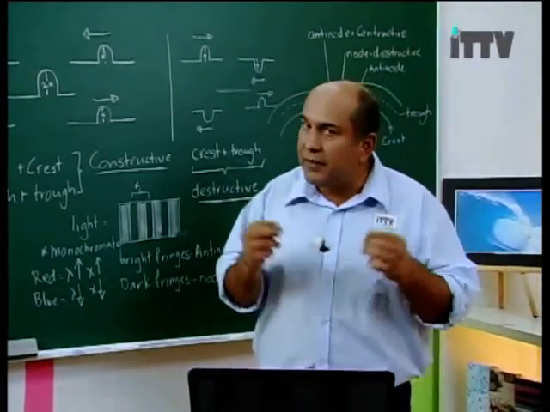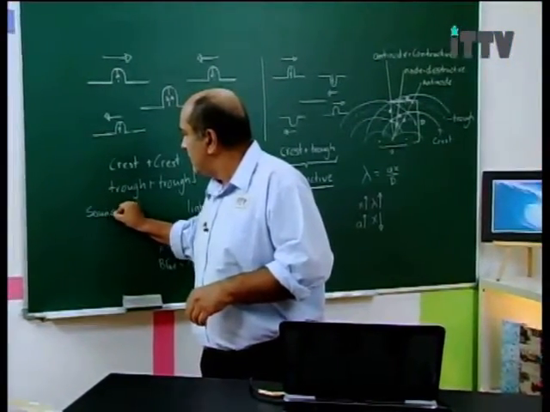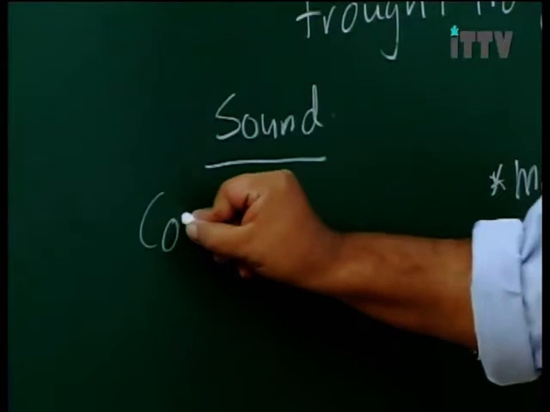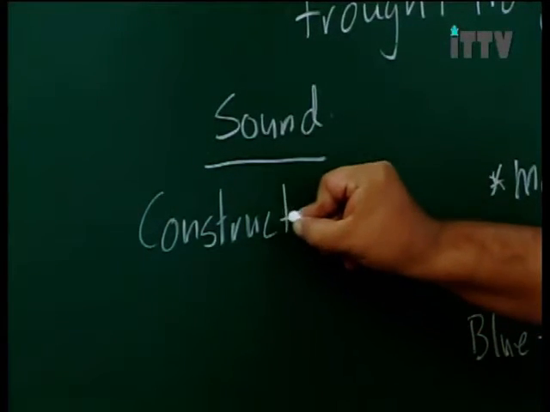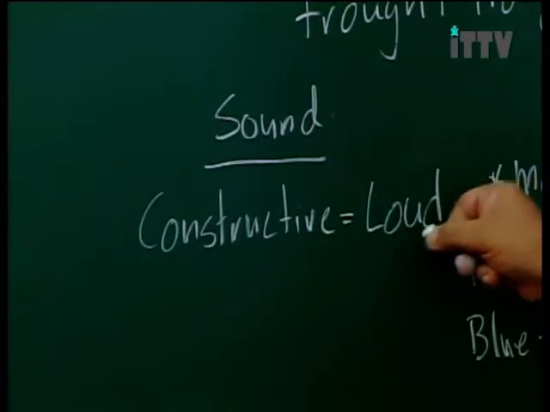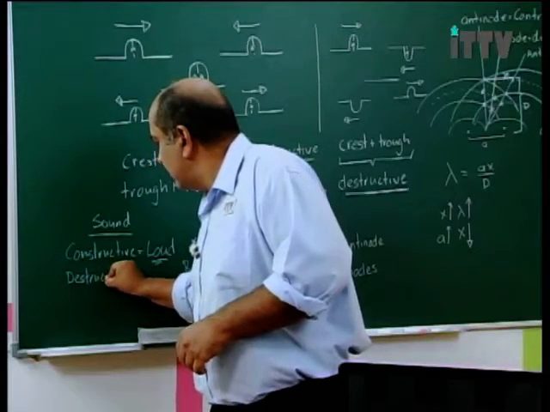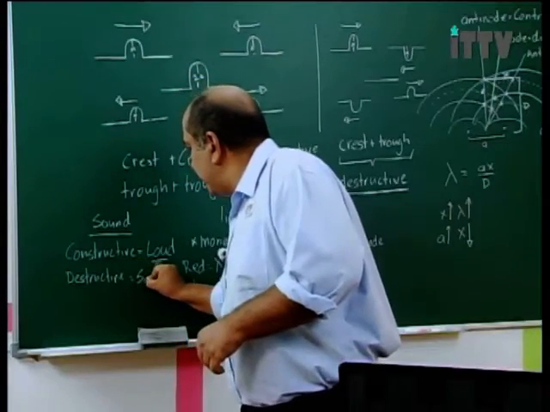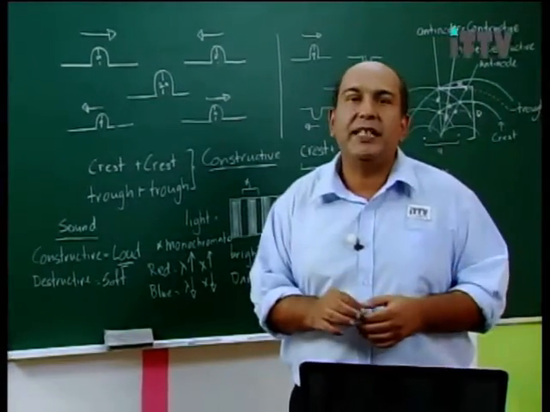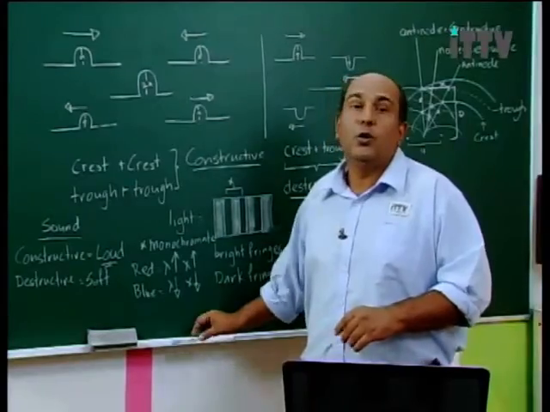Now, what about sound? Even sound has interference. So let's go up here to sound. Now, with sound, what we get are areas of constructive interference. Constructive interference, what we get is loud sound. And in areas of destructive interference, we get soft sound. From one loud to the next loud area, that will represent your X. And or from one soft area to the next soft area, that also will represent X.